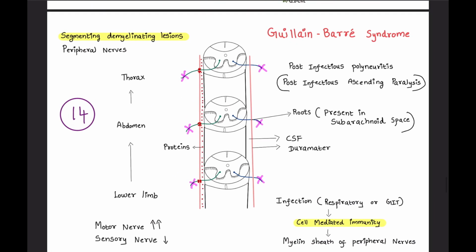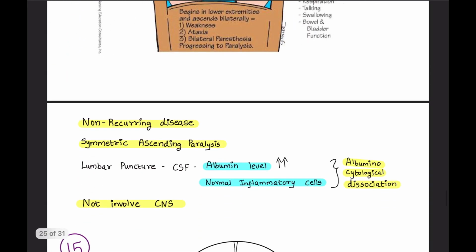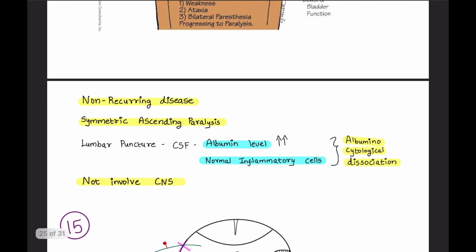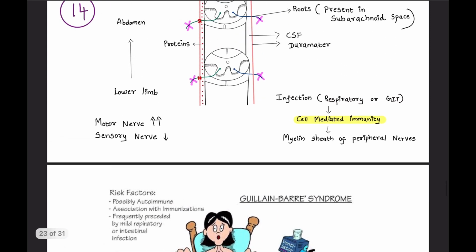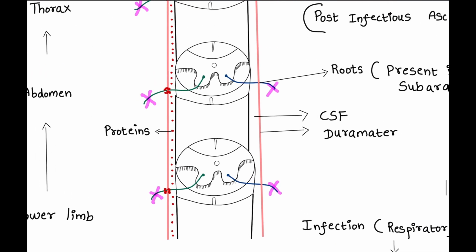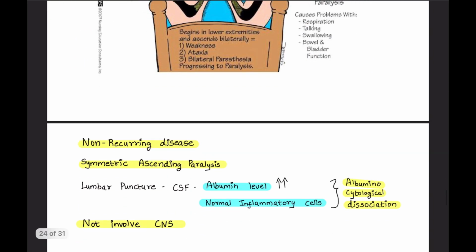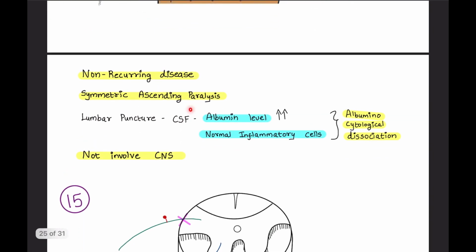So in this patient, if the patient goes for a lab checkup, there will be a lab checkup of the cerebrospinal fluid. This cerebrospinal fluid is taken through the lumbar puncture method. In the cerebrospinal fluid of this patient, there will be increased albumin level. So what is this albumin level? This albumin are the inflammatory proteins that are released into the cerebrospinal fluid. And also in this patient, the cerebrospinal fluid will have normal inflammatory cells.